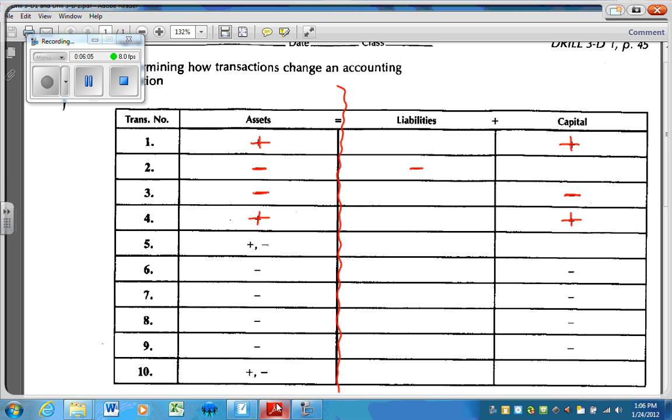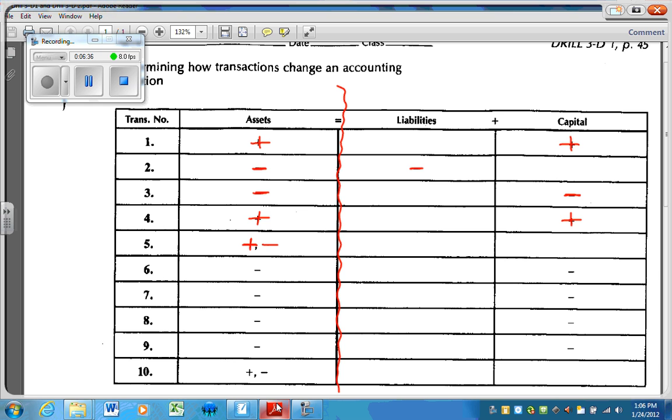Number 5, paid cash for supplies. Now, what's happening there is your cash is going down and your supplies are going up. So your cash is going down because you're paying for supplies, but your assets are going up because now your company has more supplies. So do you see how you're on the left-hand side, but one is a positive, one is a negative? Therefore, they're canceling each other out, which is going to leave everything in balance.